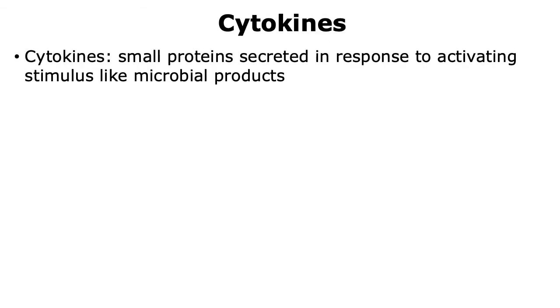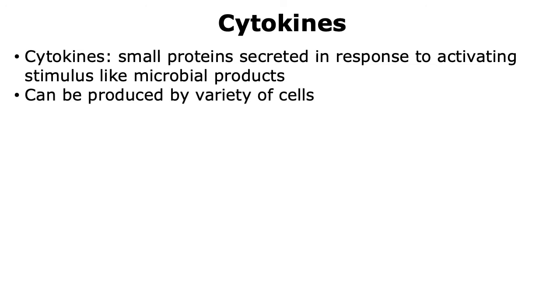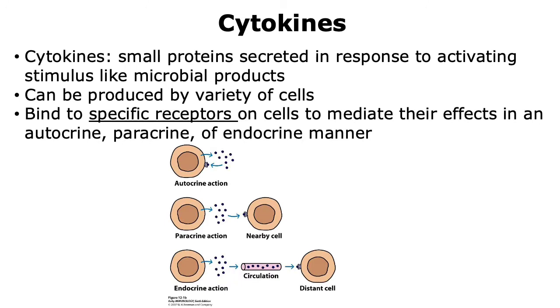Structurally, cytokines are small proteins that are secreted, and they can be produced by a variety of cells. Cytokines bind to specific receptors on cells in order to mediate their effects. And this can be done in an autocrine manner where the cell that produces the cytokine can also express the receptor that binds to the cytokine, allowing the cell to respond to that cytokine.